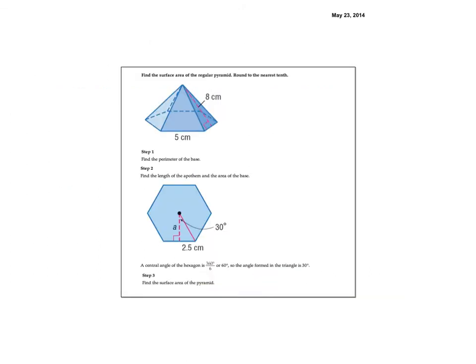All right, so here we're going to be finding the surface area of this regular pyramid. Now again, regular means all the sides are the same value. So what we have to do in order to find the base for this, the area of the base, we need to find the apothem so that we can use the formula apothem times perimeter divided by 2. And again, this gives us the area of the base.